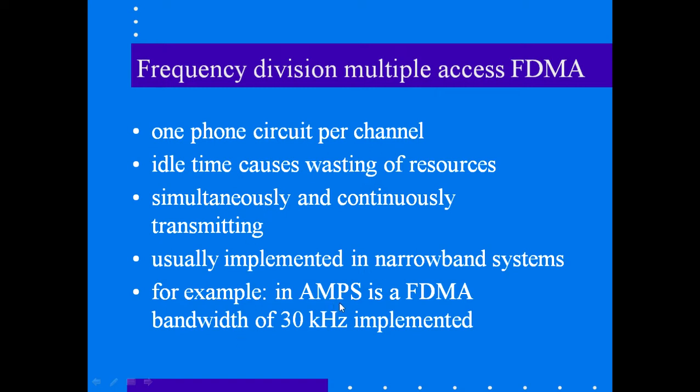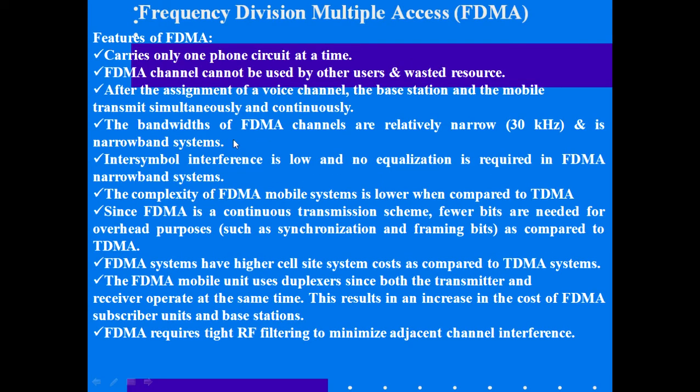For example, AMPS is an FDMA system with a bandwidth of 30 kilohertz. These are some of the features of frequency division multiple access. Only one phone circuit is used at a time and cannot be used by another user, causing wastage of resources. Once a particular frequency has been assigned to a particular user, even though it is not used, it cannot be allocated to other users. So there will be a wastage of resources.